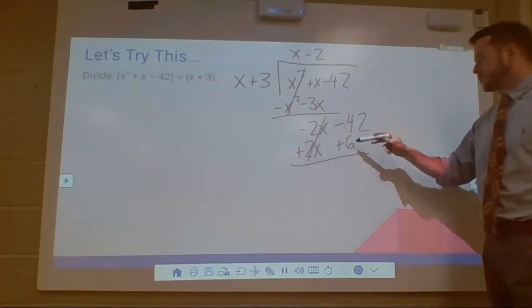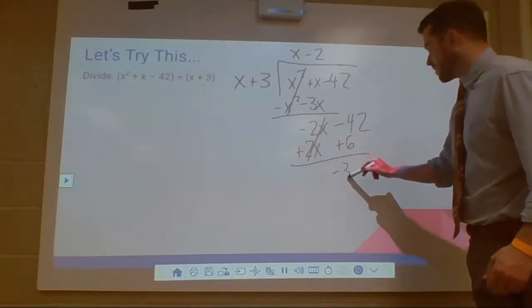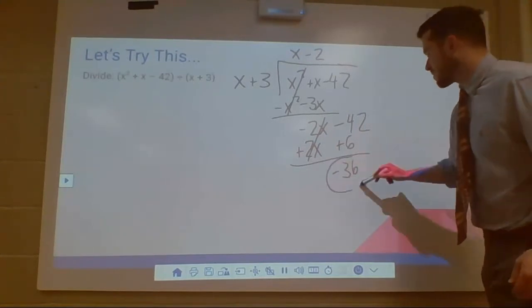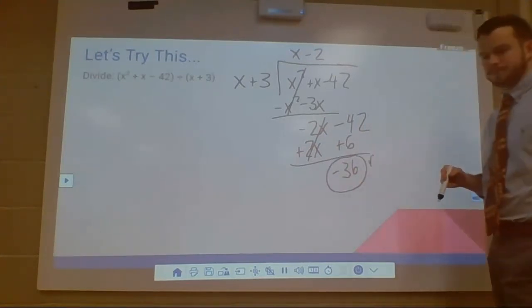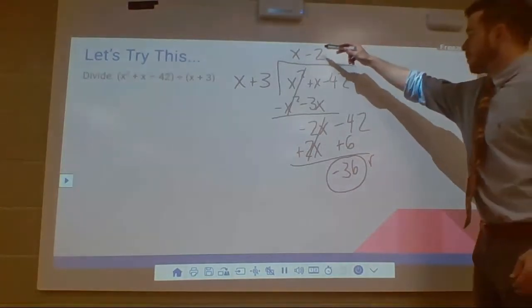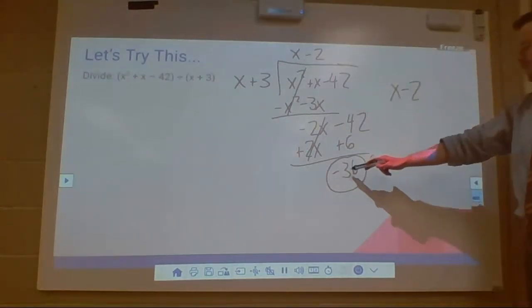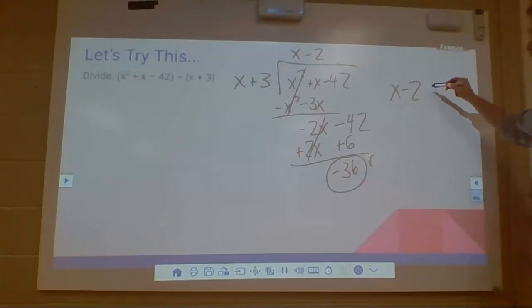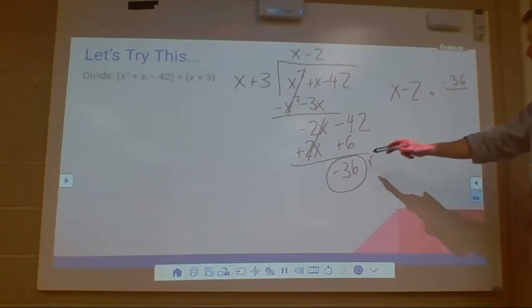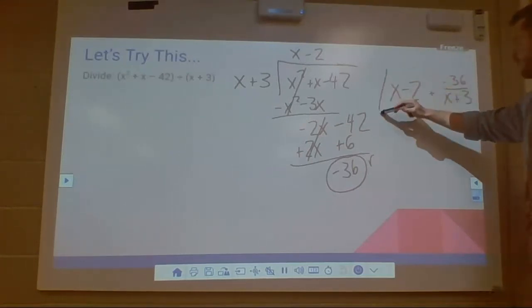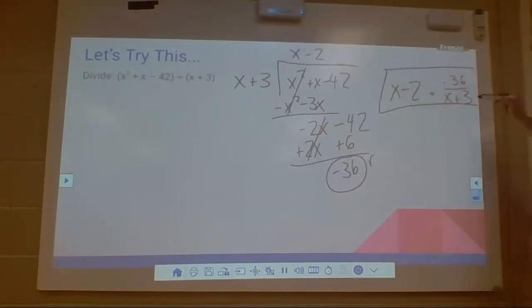So negative 42 plus 6, that's negative 36. So this is our remainder. I'm going to circle this. That's the remainder. So I'm going to write my final answer as x minus 2, and then we can say plus negative 36, the remainder, right? Negative 36 over x plus 3. We can say that is our final answer.